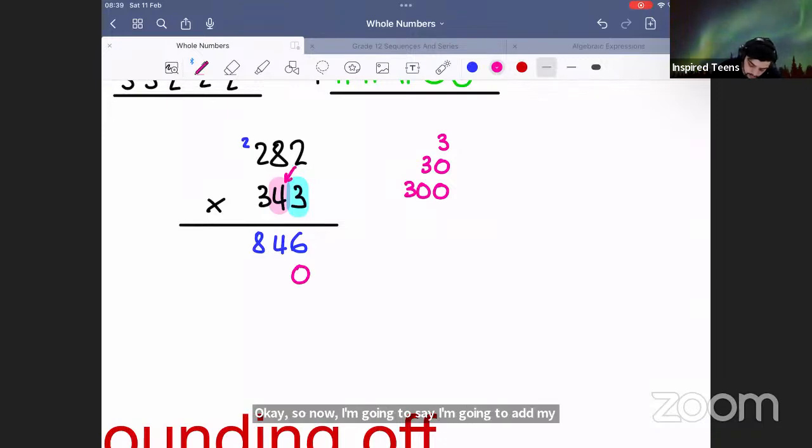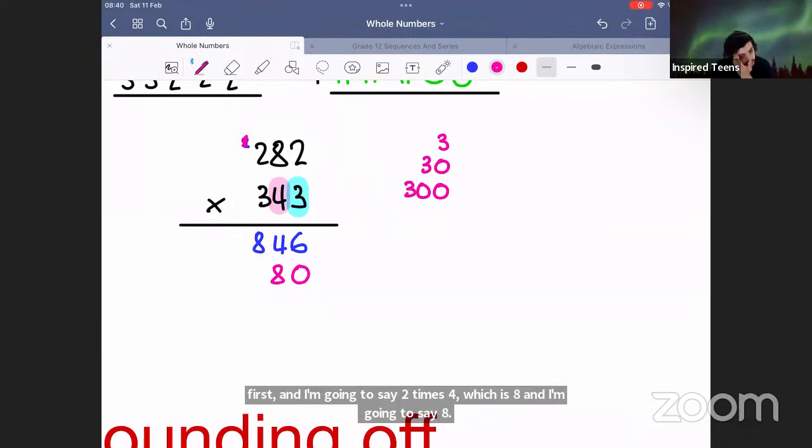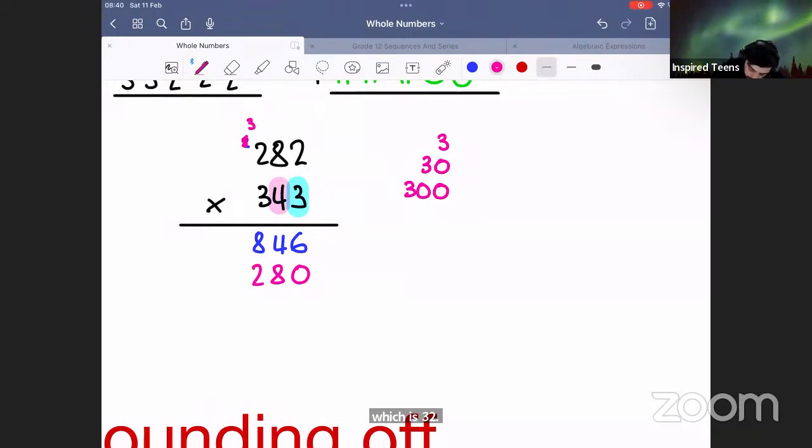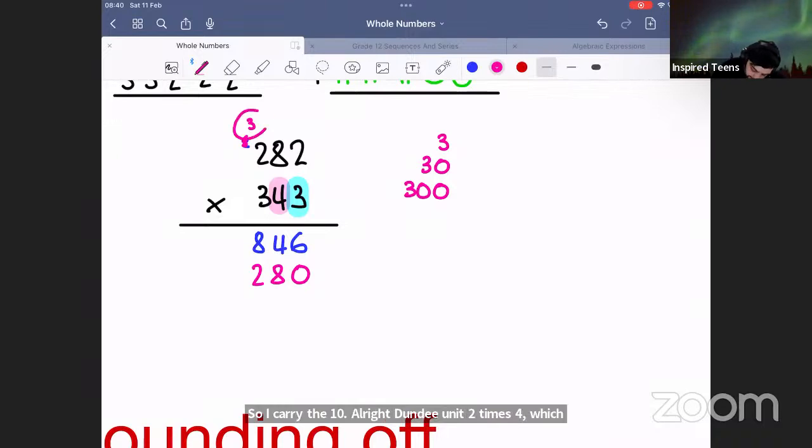Then I'm going to say 2 times 4, which is 8. Then I'm going to say 8 times 4, which is 32. So I carry the 10, write down the unit. 2 times 4, which is 8. 8 plus 3 is 11. So remember, there's 2 additional values here now. Let's write them a bit further apart.